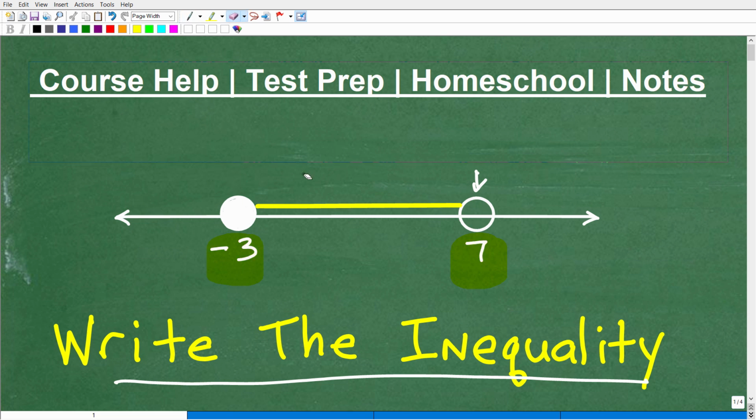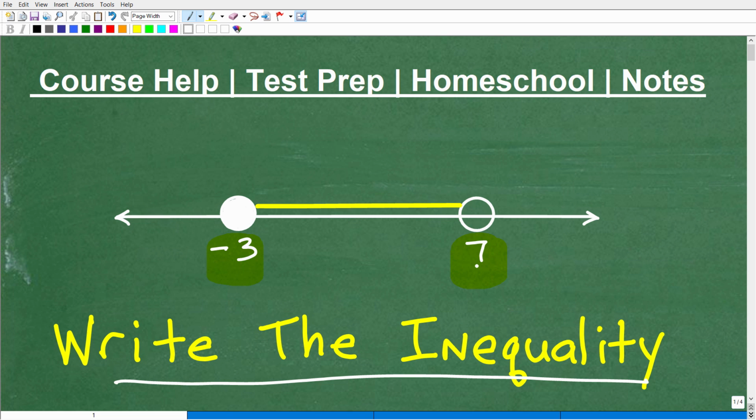So hopefully you're familiar with this type of graph. If you're studying inequalities in algebra, you absolutely need to understand this type of graph. What we want to do is write an algebraic expression that represents this inequality. But what are we dealing with here?